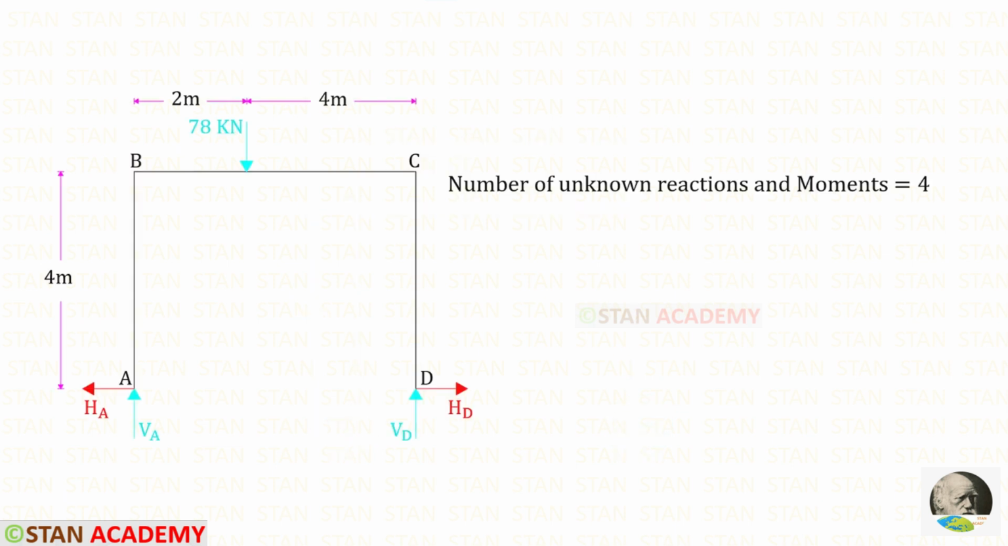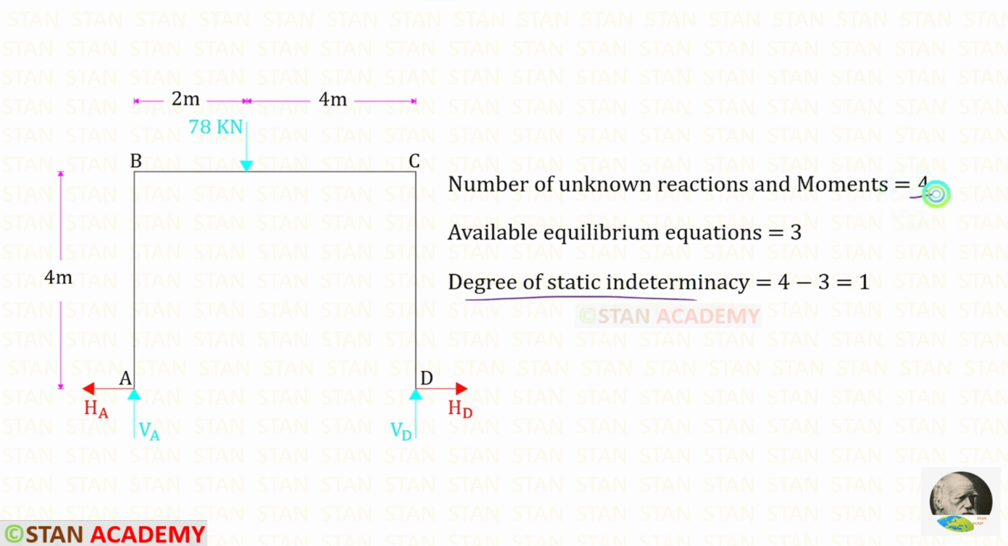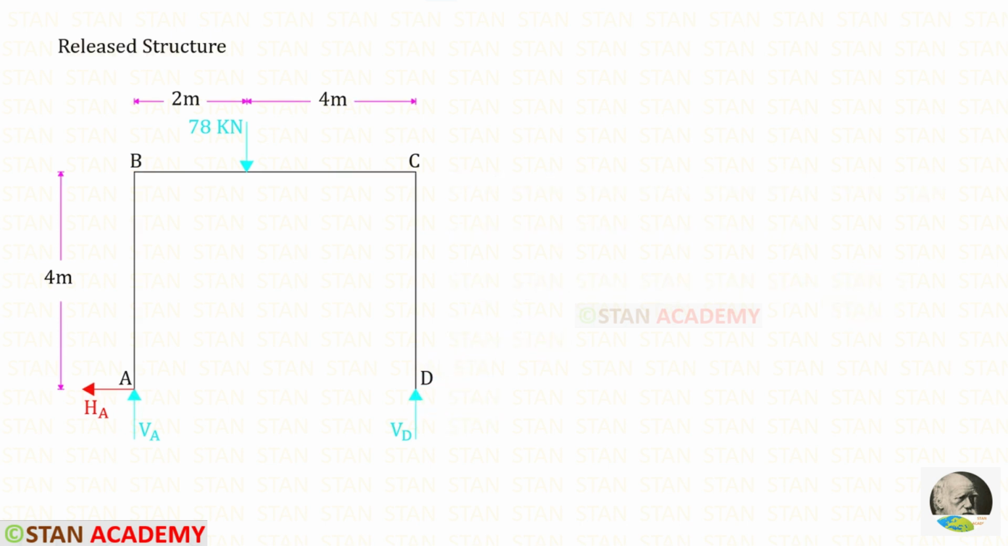In this frame the number of unknown reactions and moments are 4. There are 2 vertical reactions and 2 horizontal reactions. The available equilibrium equations are 3. So the degree of static indeterminacy will be 4 minus 3, so it will be 1. Let us release HD. You can see that I have released HD.